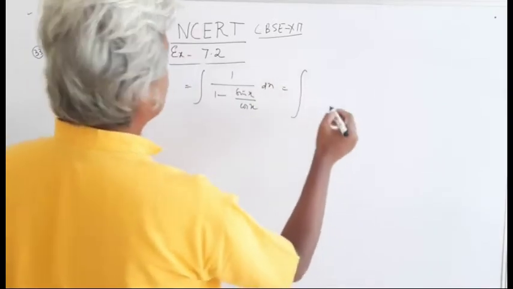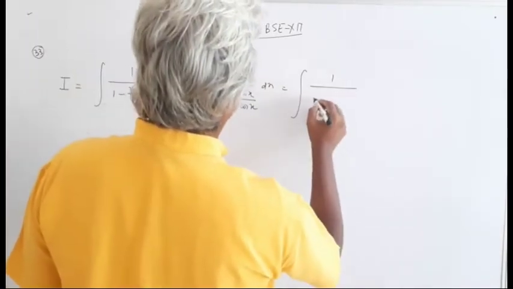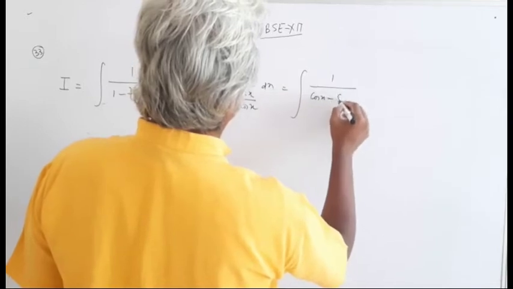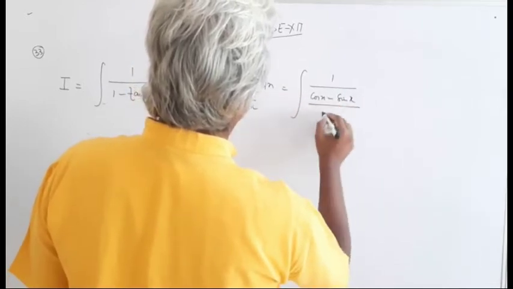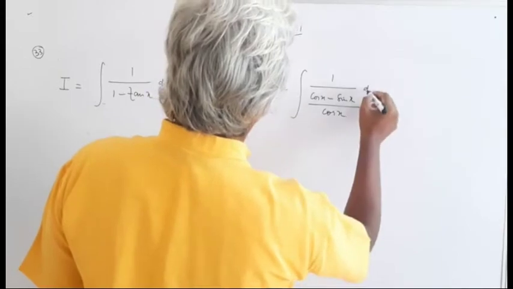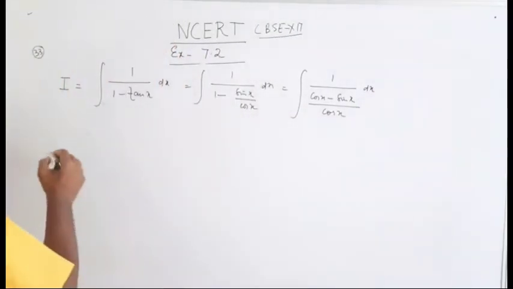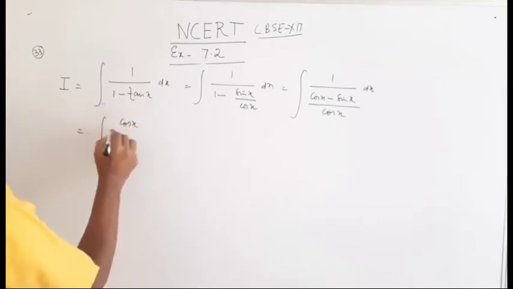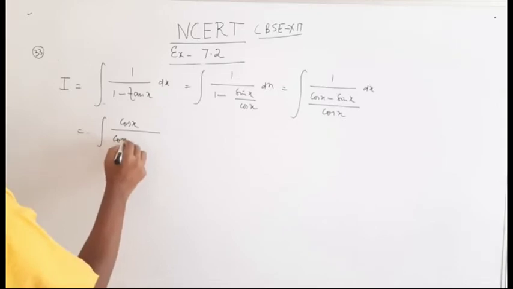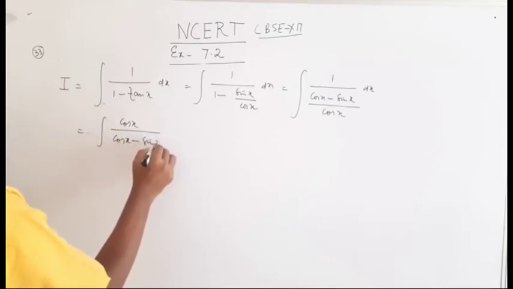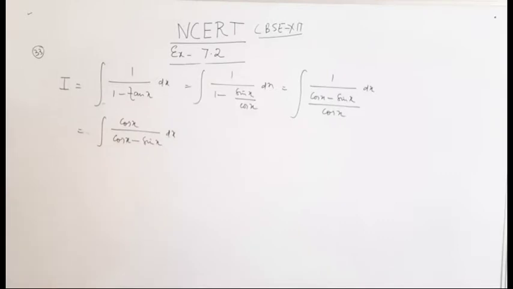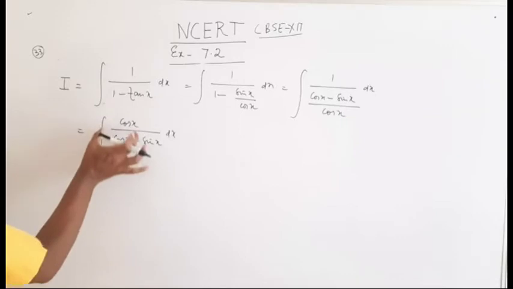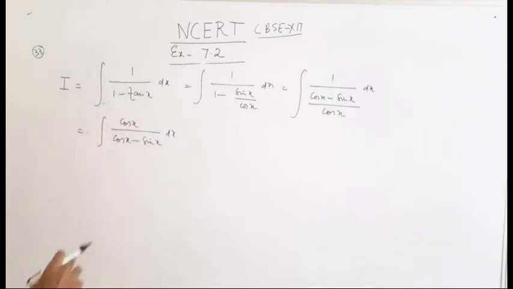This can be written as 1 over cos x minus sin x upon cos x dx, and this will become the integration of cos x over cos x minus sin x dx. Now we have to, again just like the previous question, express this numerator in terms of the denominator or the differentiation of the denominator.